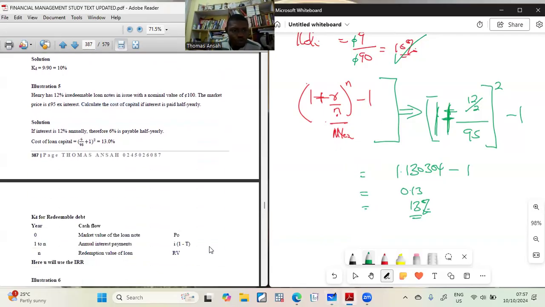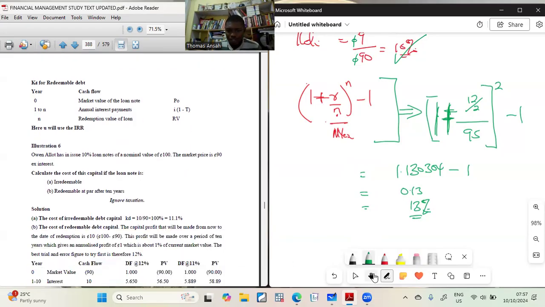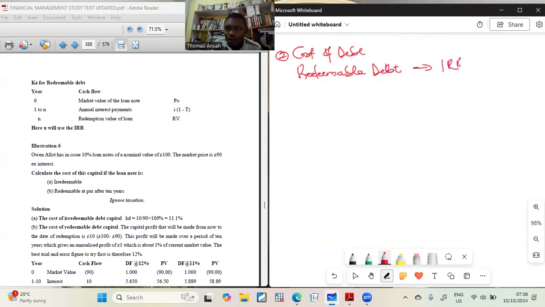All right. Then we go to cost of redeemable debt. Now, the cost of redeemable debt is given by IRR. So that is the second one we are looking at. So if you remember how we used to do IRR, it's simple, all right? So that is that.